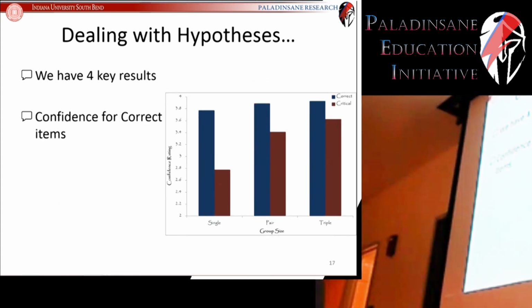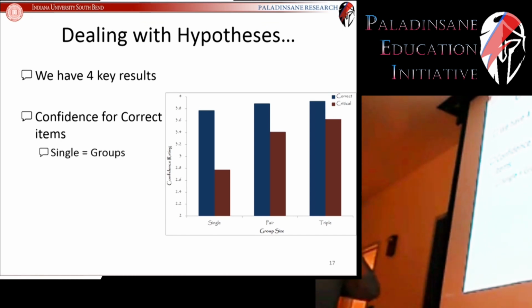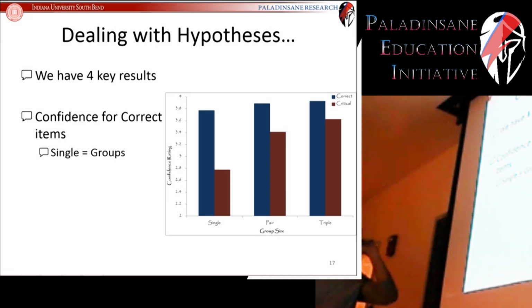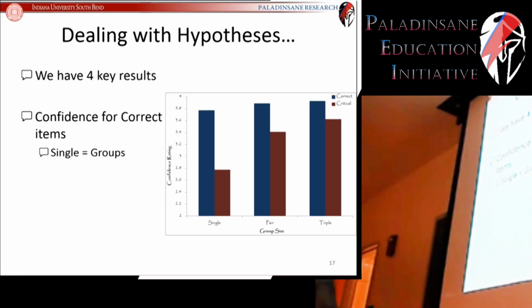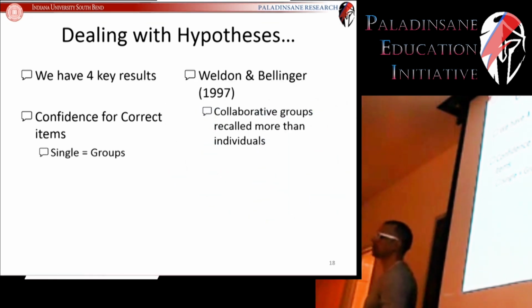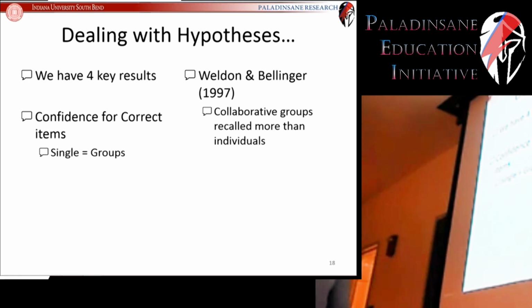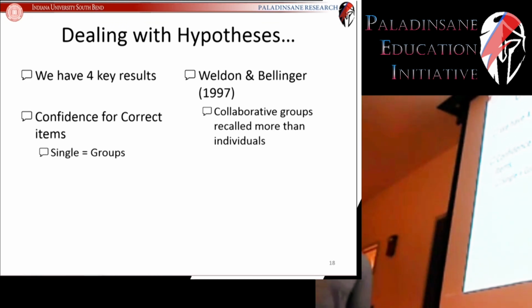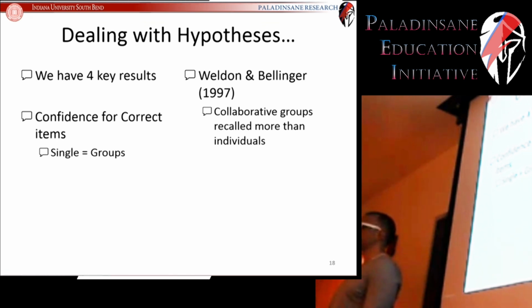All right, confidence for correct items. Now let's take a look at the 2 confidence parts of it. For the confidence for correct items, we found that singles are just as confident as pairs and groups of 3. So we can say singles are just as confident as groups. We can take a look at Weldon and Bellinger once again. And lo and behold, collaborative groups recalled more than individuals. Weldon and Bellinger did nothing on confidence.